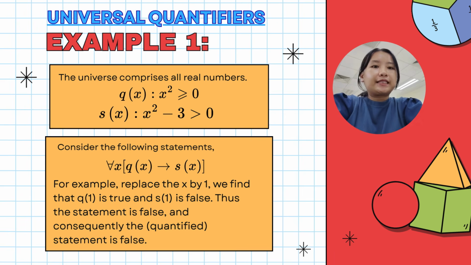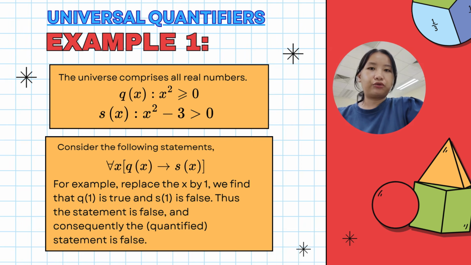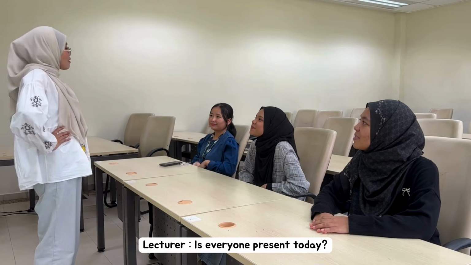Let's take a look at example 1. Consider the following statement: for all x, Q(x) implies S(x). Replace the x by 1 and we will find that Q(1) is true and S(1) is false. Thus, the implication is false and consequently, the quantified statement is false. Is everyone present today? Yes!